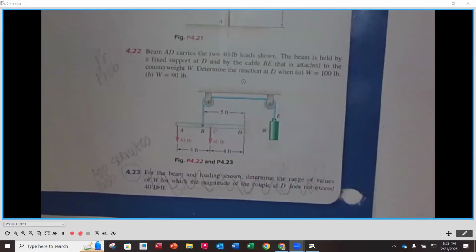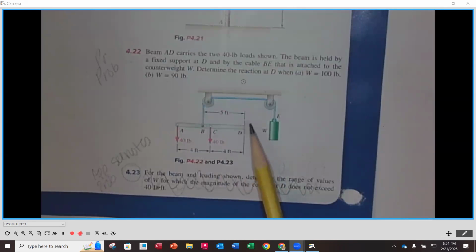Okay, so we're ready to look at the next problem, which is 422. 422 is a beam AD, and that's right here. So here is the body that we're going to be looking at. It carries two 40-pound loads, as you can see here at A and at C. The beam is held by a fixed support at D.